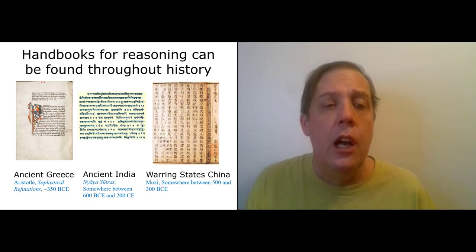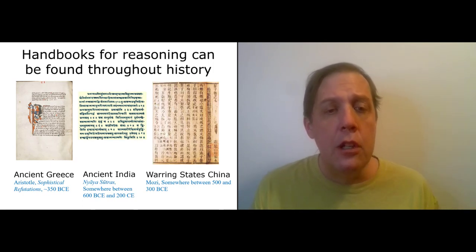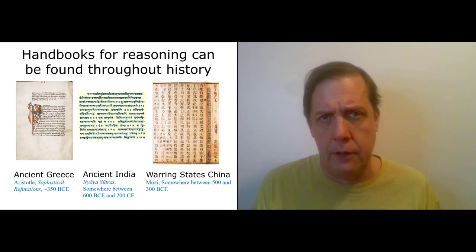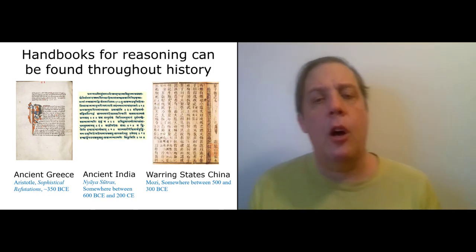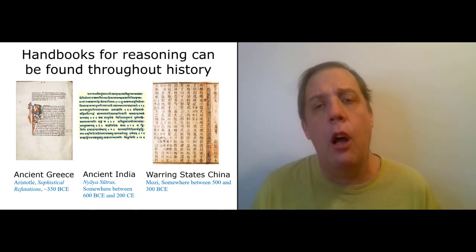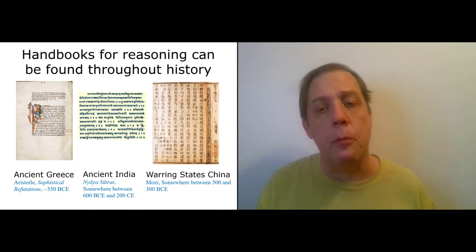So in ancient Greece, a philosopher named Aristotle wrote a book called The Sophistical Refutations. It's about 350 BCE. In ancient India, the Nyaya Sutra was composed sometime between 600 BCE and 200 CE. It's always much harder to date ancient Indian philosophy than ancient Greek philosophy. And Mozi in Warring States China, somewhere between 500 and 300 BCE. All these people were producing handbooks for argumentation that fit the tradition that we're doing here.